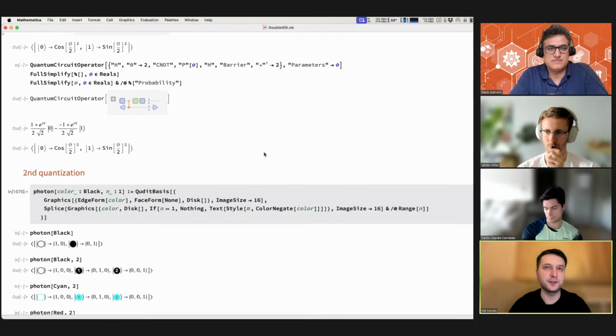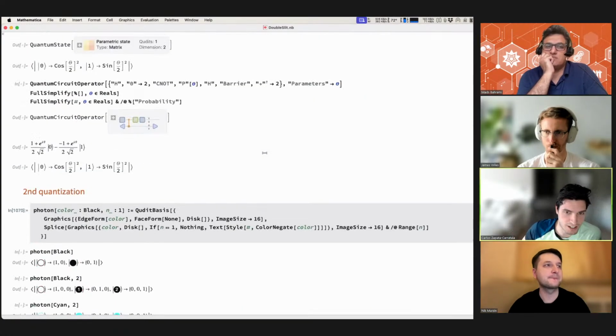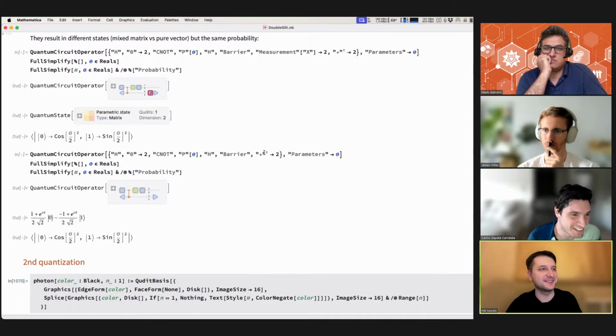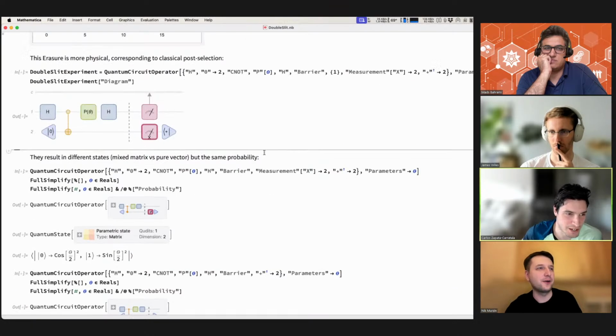So what else do I have here? Can I ask some quick cosmetic question? Yes. Is there a reason why the bras and kets don't match with the triangles where they're embedded?